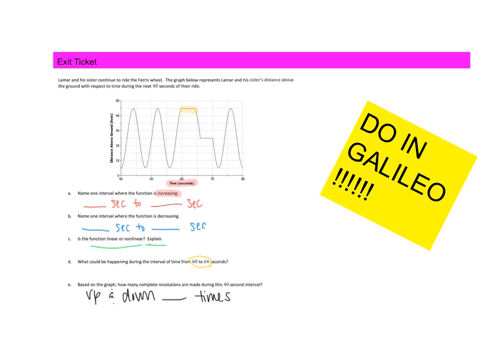And that's your exit ticket. When you finish, please do your lesson reflection in Google Classroom and then work on your weekly work until we go over this. Okay? Good luck.